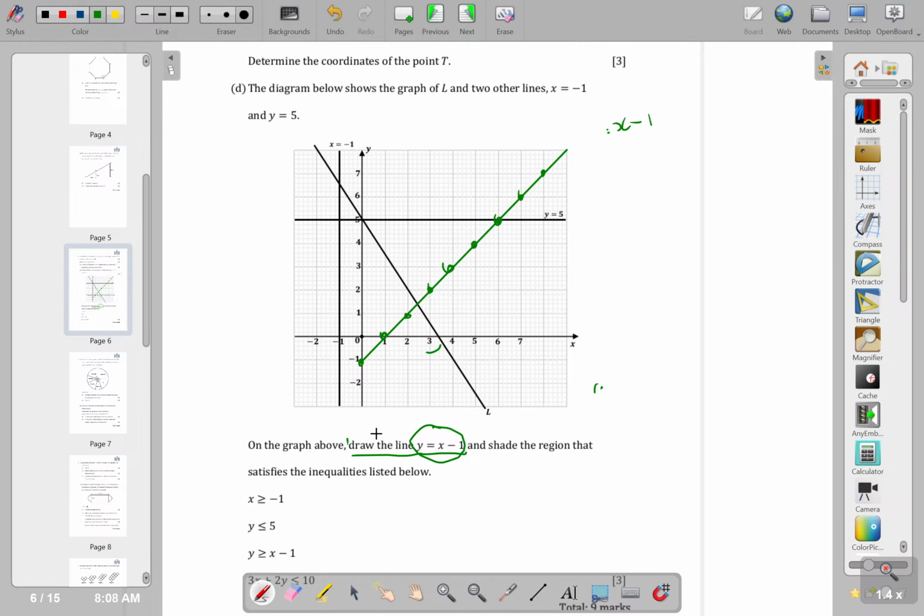So CXC said, draw the line. You know what they say? I never just draw a random line. I don't just draw a line like that. I have to draw it based on the relationship that they have given me. Y equal to x minus 1. Okay. Then they say shade the region that satisfies these inequalities. So they want us to shade the region that satisfies that. In fact, I'm going to extend my y equal to x minus 1 down to here and down to here. So that is a full line that takes up the whole space, right?